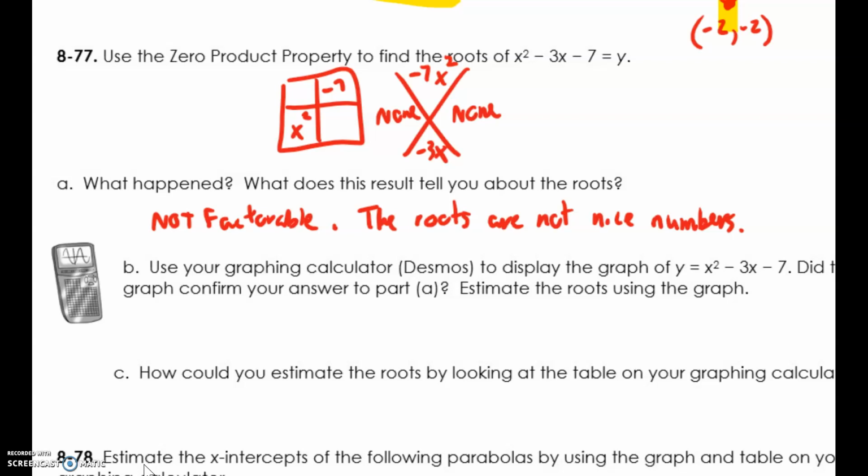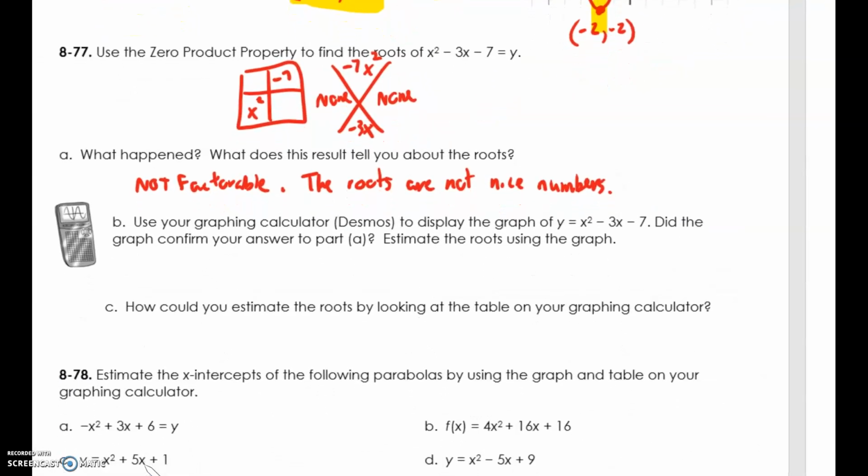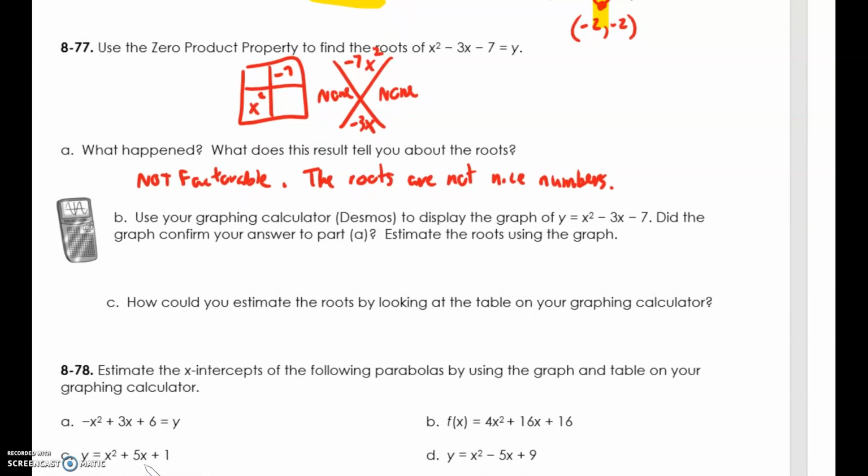What does that tell you about the result? It tells me that the roots are not nice numbers. What that means is it's not going to be crossing at a whole number like we have been finding. It might be crossing at a decimal location, or just something that cannot be factored. Okay, so using your graphing calculator, which we're going to use Desmos, display the graph of this. Did the graph confirm your answer to part A?